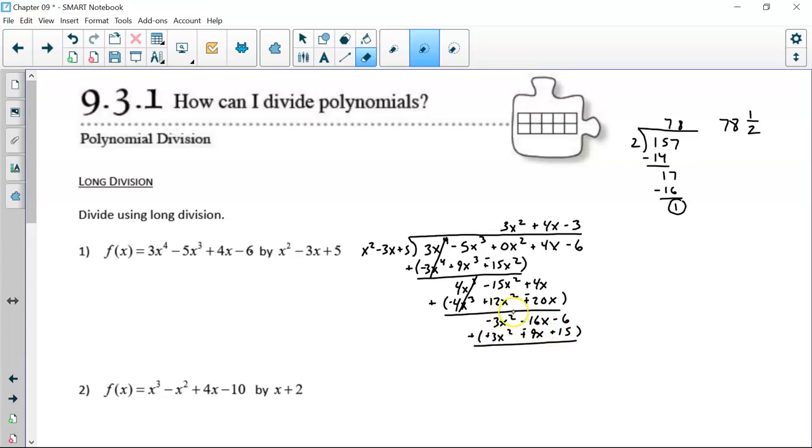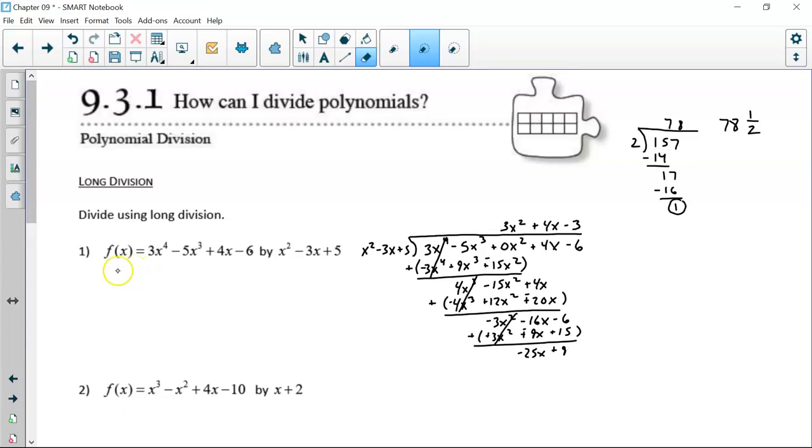When we add the negative 3x squared and the positive 3x squared, they cancel. Negative 16x and negative 9x is negative 25x. And negative 6 plus 15 is a positive 9. There's no more numbers to bring down, so that negative 25x plus 9 is our remainder.